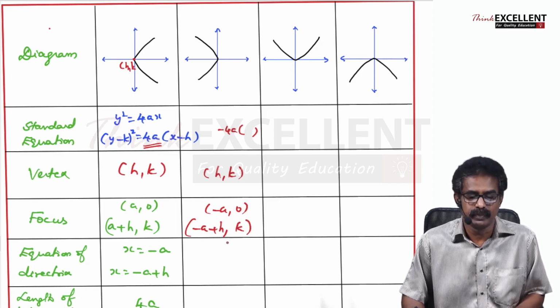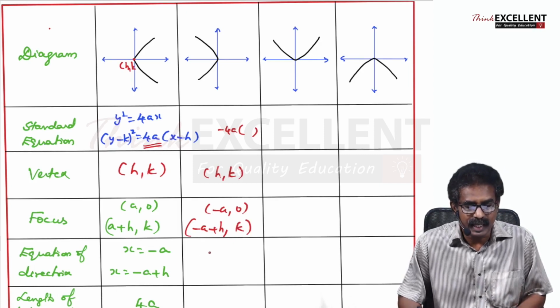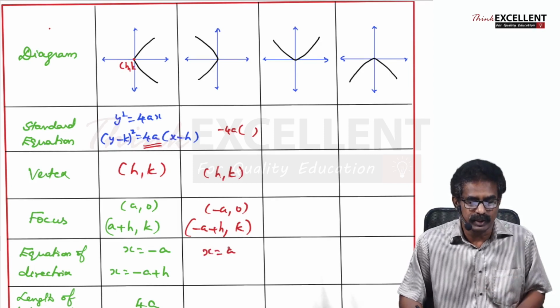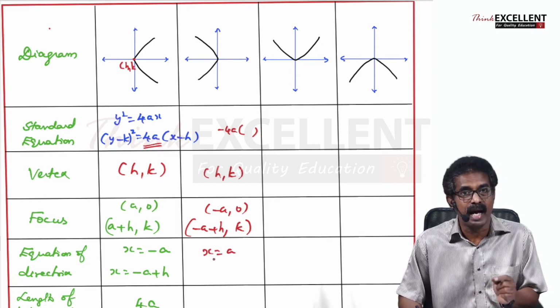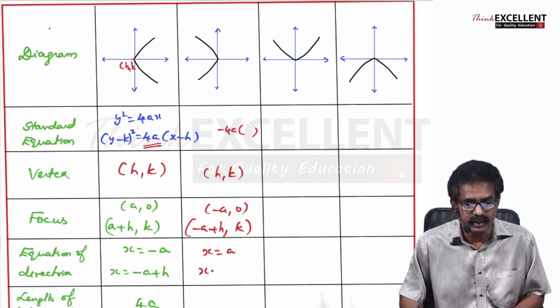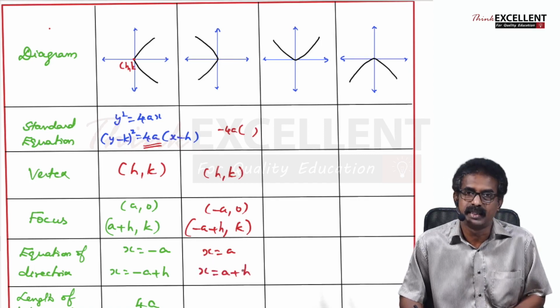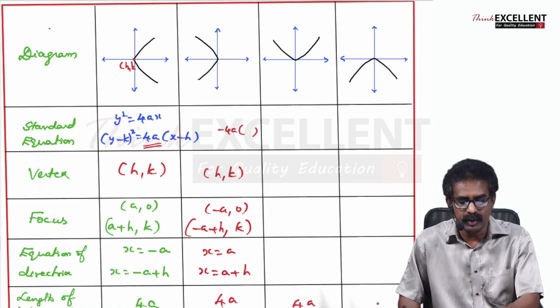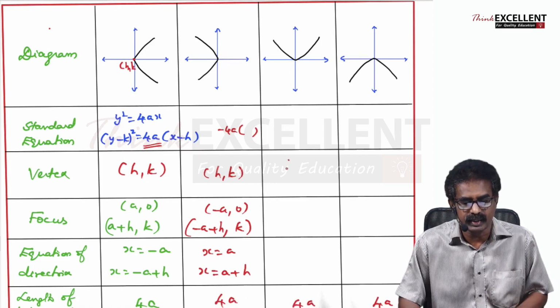It is what? K. And equation of directrix, it is x equal to a for the first type when the vertex is 0, comma 0. But here x value, so add h. So your answer is x equal to a plus h. And length of the lattice rectum is always what? 4a only for all these. Vertex is h, comma k.